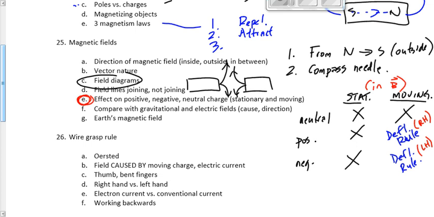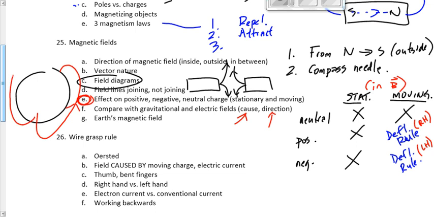What causes a magnetic field? Magnet. Causes an electric field? Charge. What causes a gravitational field? Mass. Direction, attractive or repulsive. And of course the Earth's magnetic field. You guys remember, the magnetic field goes like this, which means that technically this is our south pole and this is our north pole magnetically.